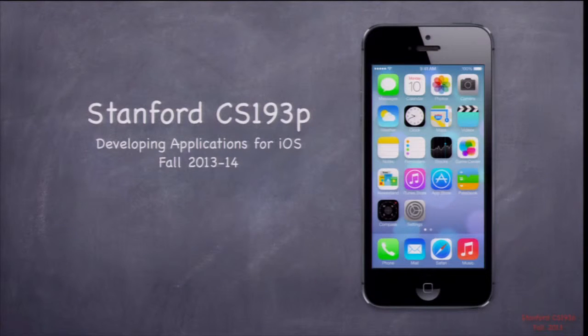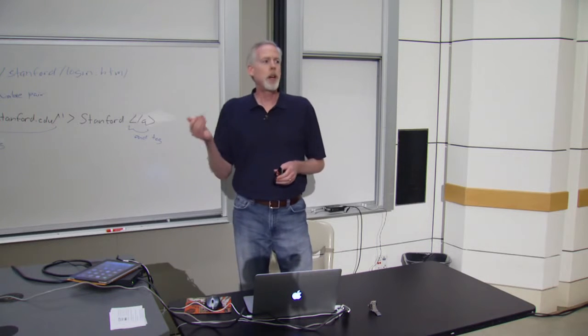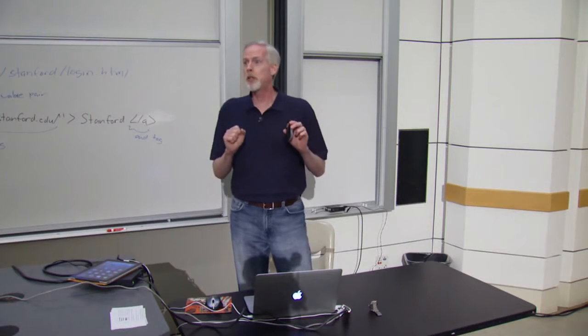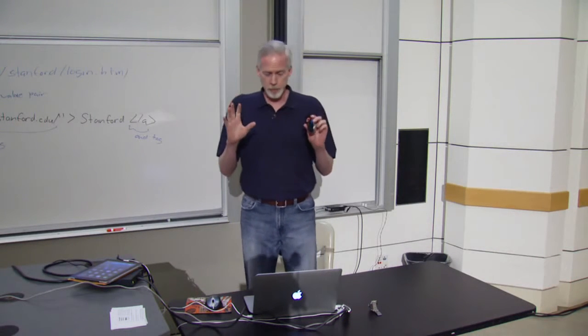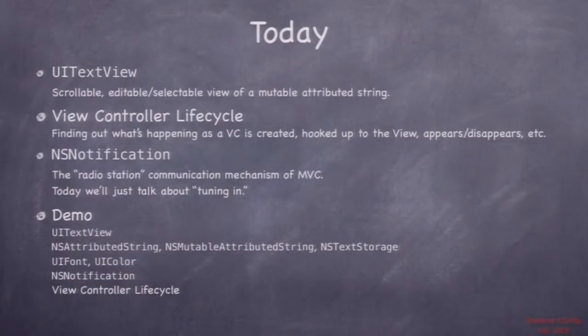Okay, well, welcome to CS 193P, fall of 2013-2014. Today, we're going to continue our discussion of attributed string from last time and talk about UITextView, which is basically a mutable attributed string viewer. It's kind of like a UILabel, but much more powerful, and we'll talk about that.